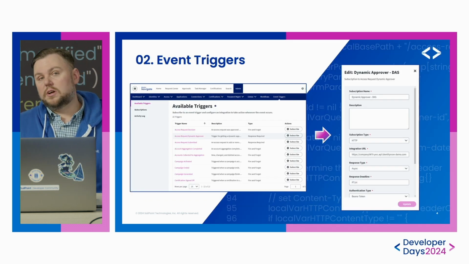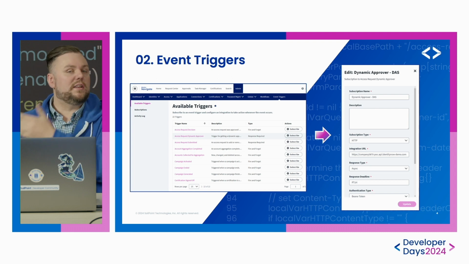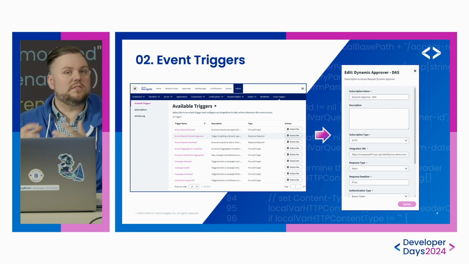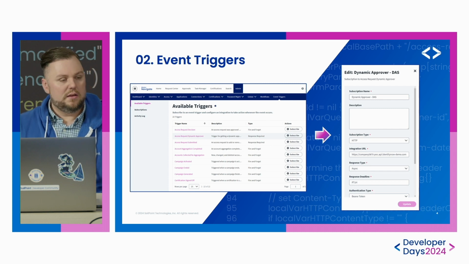As we talk about event triggers, today we're going to be specifically looking at the access request dynamic approver. This will ensure that any requests made through the Identity Security Cloud platform are analyzed and assessed using typically an external system, but we're going to be leveraging our workflows today.